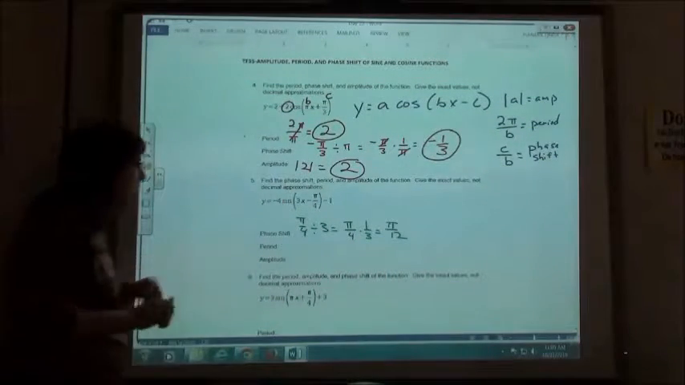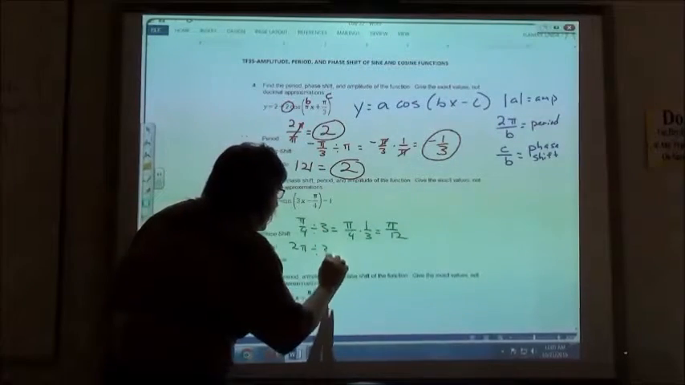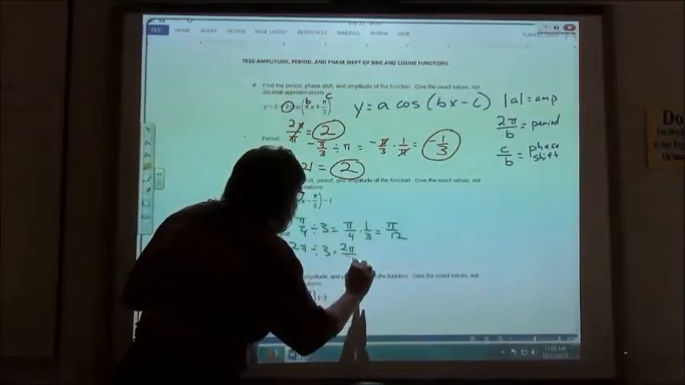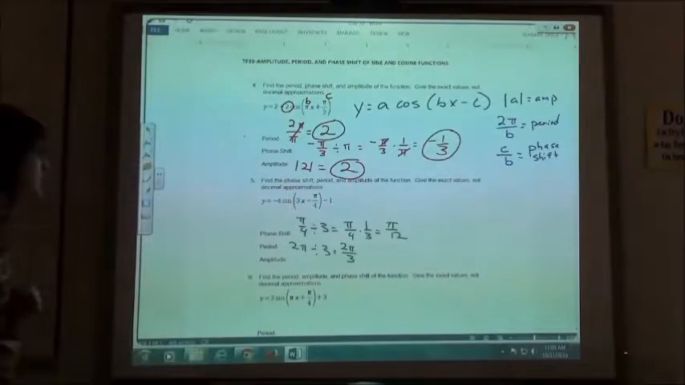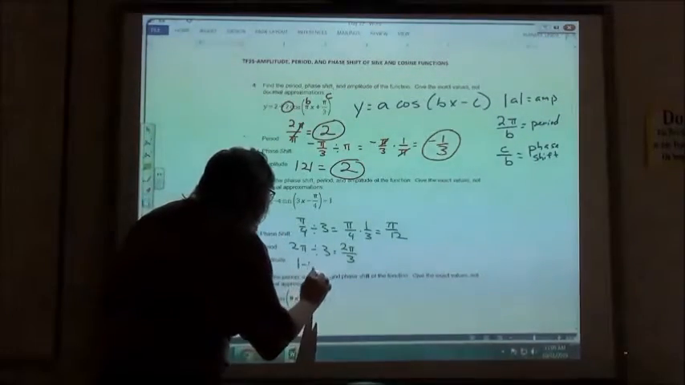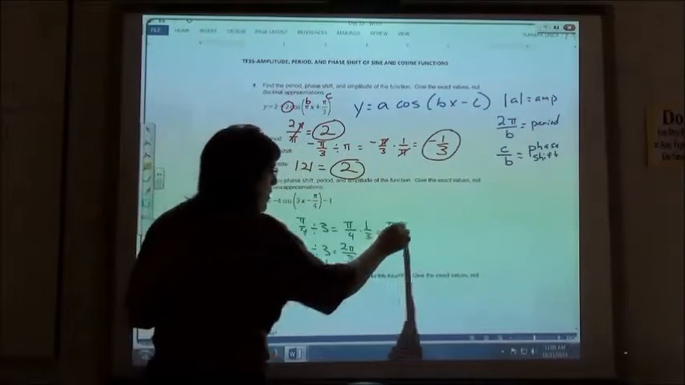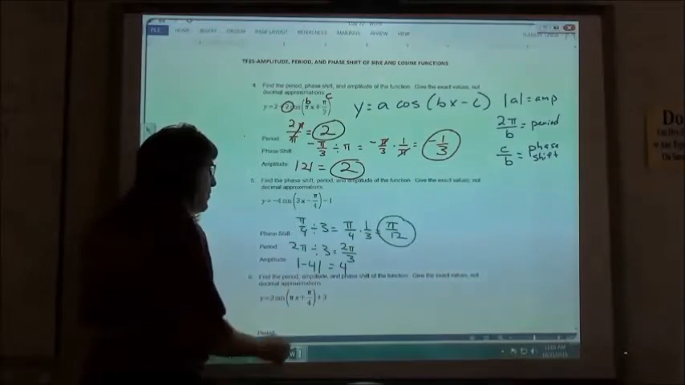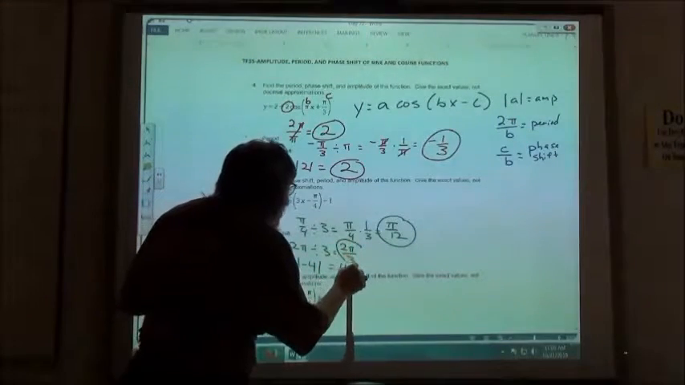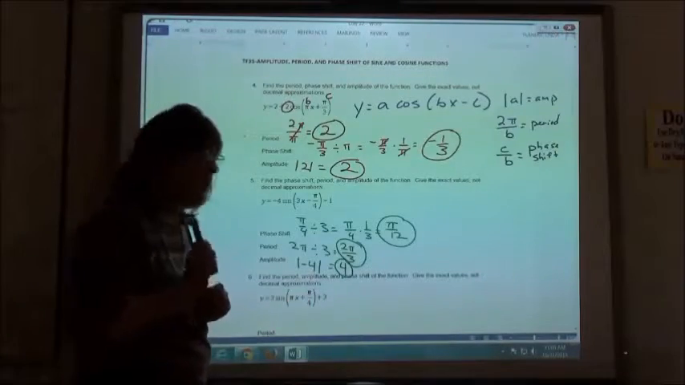My period, 2 pi divided by b. So I'd have 2 pi over 3 for my period. And my amplitude, the absolute value of A, so the absolute value of -4, going to give me +4. So my phase shift was pi over 12, my period 2 pi over 3, and my amplitude going to be 4.